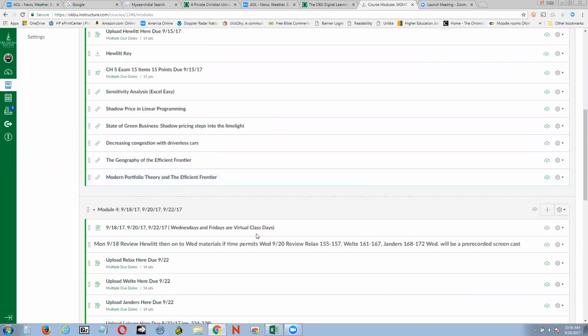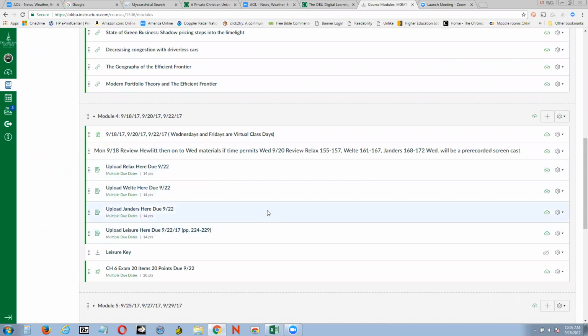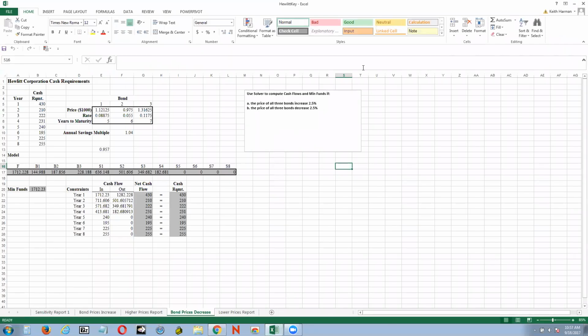The main thing I wanted to do today was to take a look, first of all, at the Hewlett solution, and then take a preview of at least one of those, maybe Welty. We've got three different cases that we'll be dealing with. So I want to start first with the Hewlett key, and it's over there now. Like I've said before, I want you to try these, okay? And then I'll share the key with you, and we'll go from there.